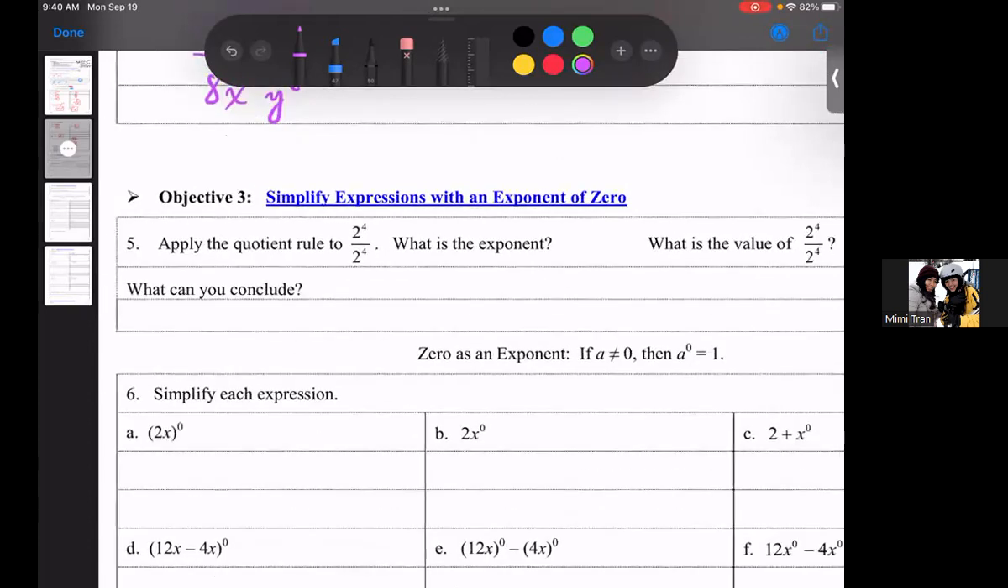I have 2 to the 4 divided by 2 to the 4. Common sense, what do you tell me? Equal. What's 2 to the 4 divided by 2 to the 4? What's 16 divided by 16? 1, right? So they ask you a little question here, so let's answer them. What is the exponent? We say 4.